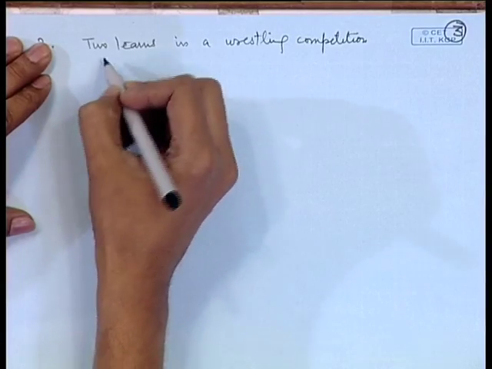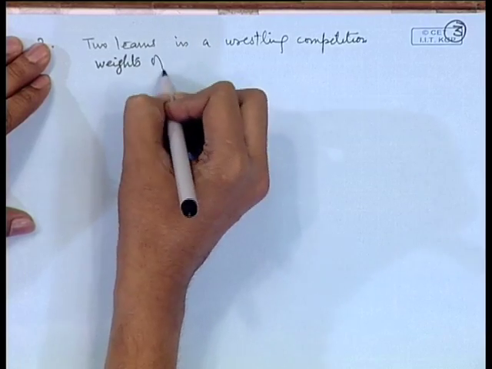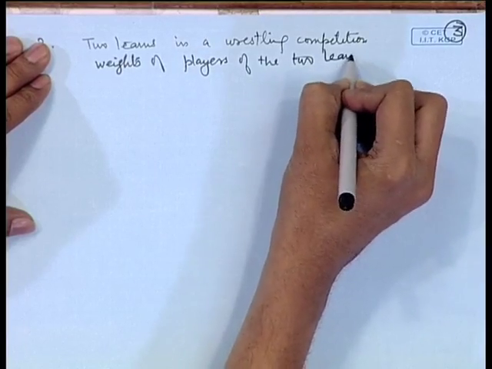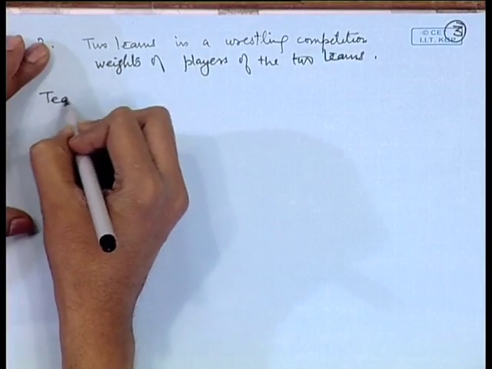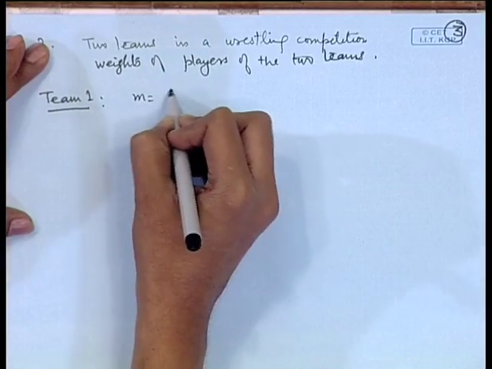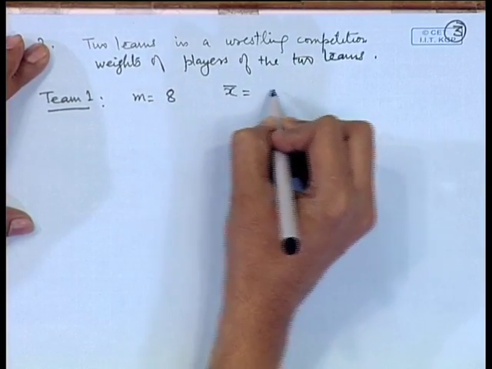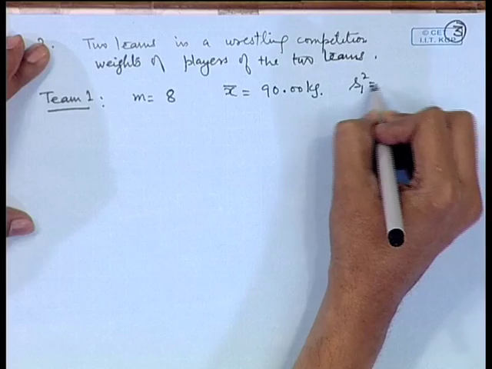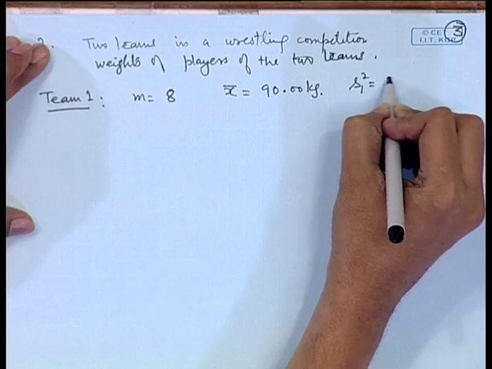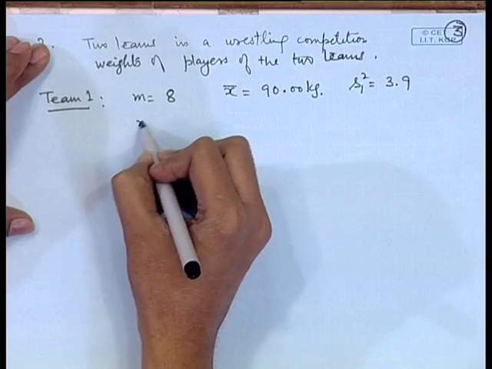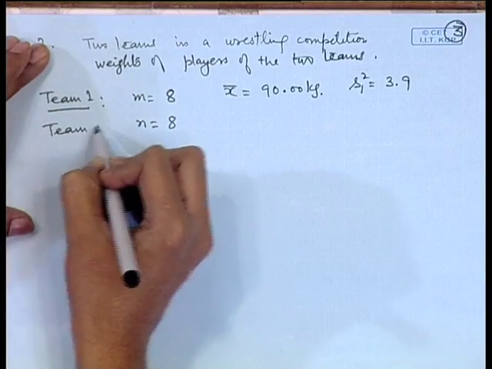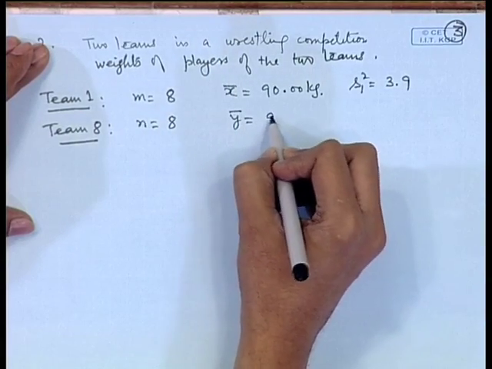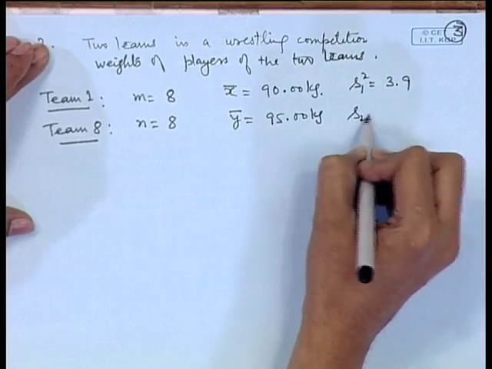So, we are having weights of players of the two teams. From team 1, 8 wrestlers are randomly selected and their average weights are 90 kg, and the standard deviations are calculated from the sample, and the S1 square turns out to be 3.9. From the second team, another set of 8 wrestlers was selected randomly. Their average weights turn out to be 95 and S2 square is turning out to be 4.